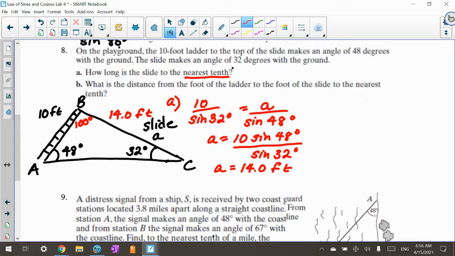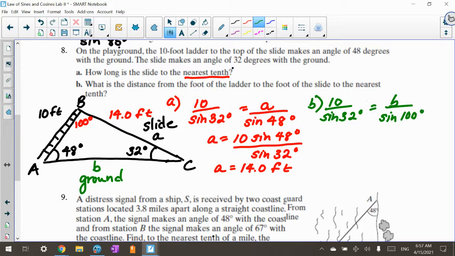What is the distance from the foot of the ladder to the foot of the slide? So they're basically wanting to know little b. So I'm going to do B because this is the ground. So again, I was given the 10 feet and the 32, so I'm going to use that for B. 10 is to the sine of 32, and now I'm looking for the length on the ground. So that's going to be little b is to the sine of 100. And see, by me filling in that angle, I'm like, yeah, I've got enough information to do this.